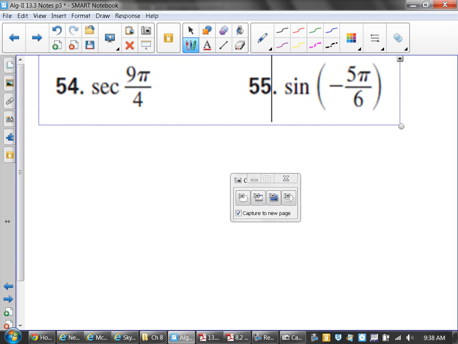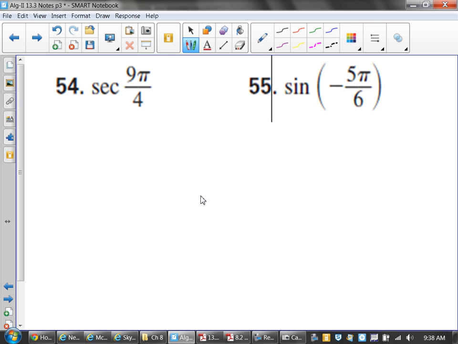Like I've been saying all along, this topic, this section, is one of the more important things that we're going to work on throughout this whole second semester. And it is also one of the big things that they deal with in pre-calc.